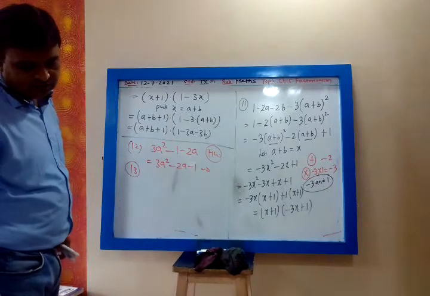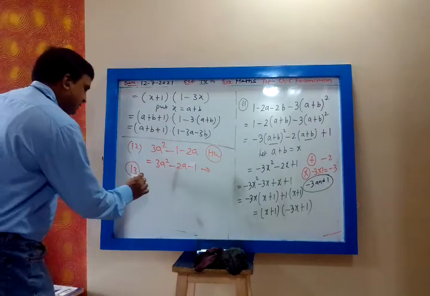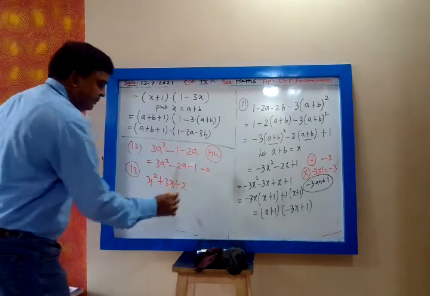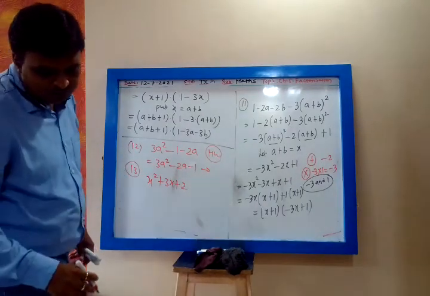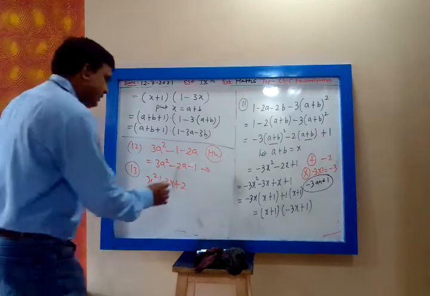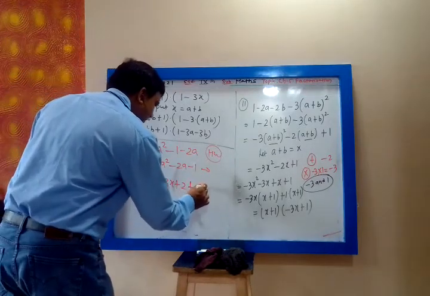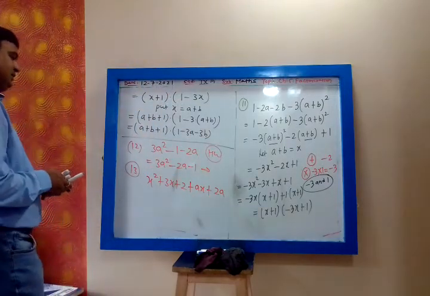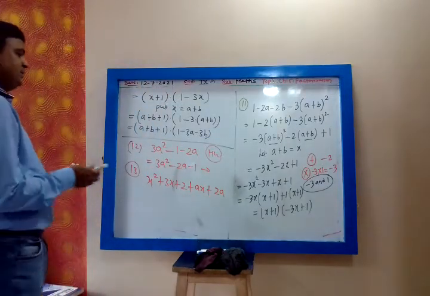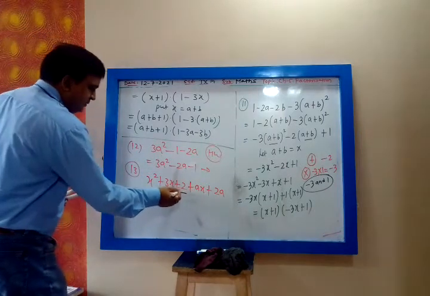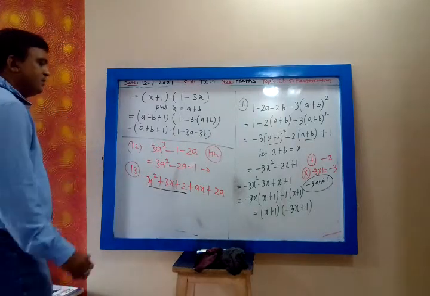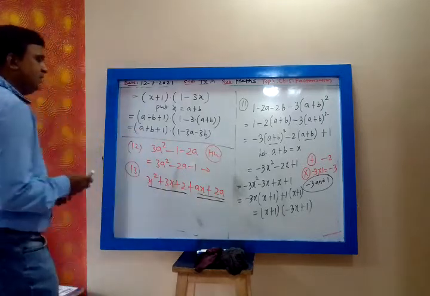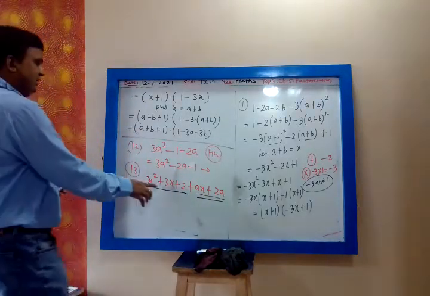Then 13th, x square plus 3x plus 2 plus ax plus 2a. Okay? Now x square plus 3x plus 2, this we have to simplify as a quadratic separately. We have to do the grouping. These two I have taken together, these two I have taken together. Now this is the quadratic.